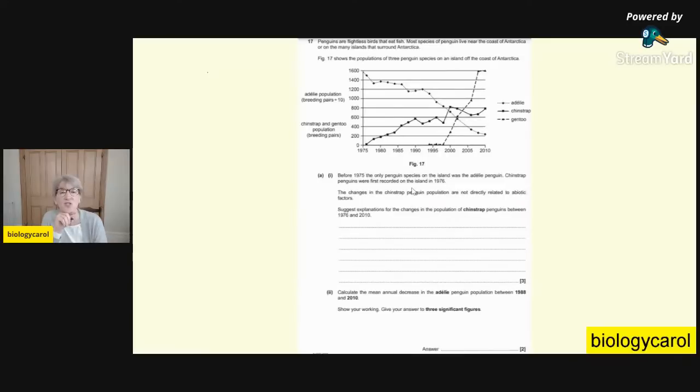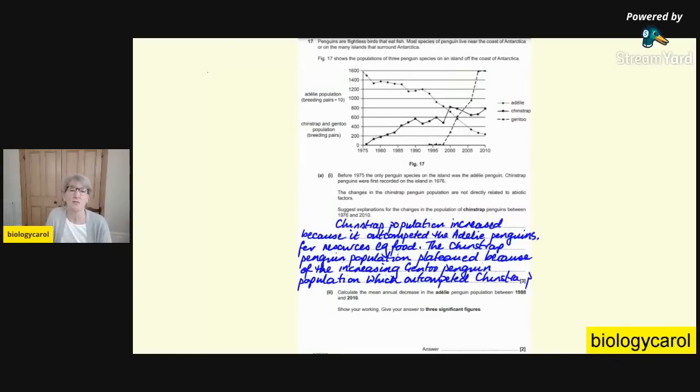The changes in the chinstrap penguin population are not directly related to abiotic factors. So they're not directly related to things like temperature, availability of water, what else? Wind, all of those abiotic factors. I'm not really thinking of soil conditions because it's Antarctica, it's covered in ice. Suggest explanations for the changes in the population of chinstrap penguins between 76 and 2010.